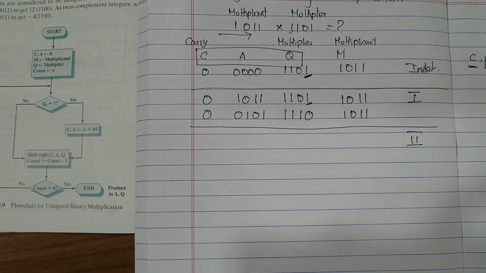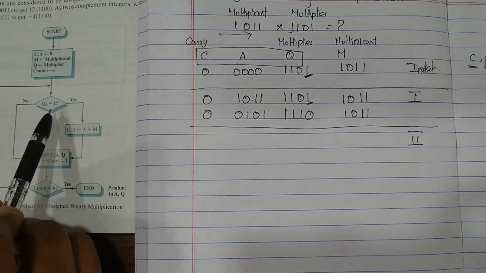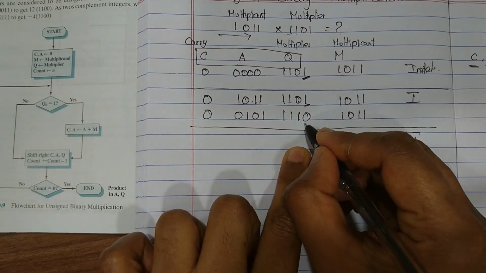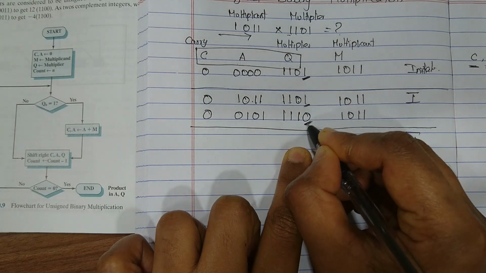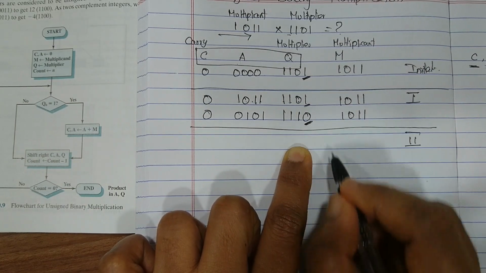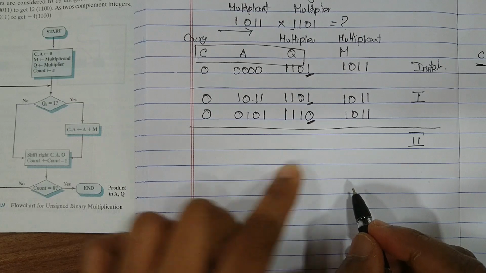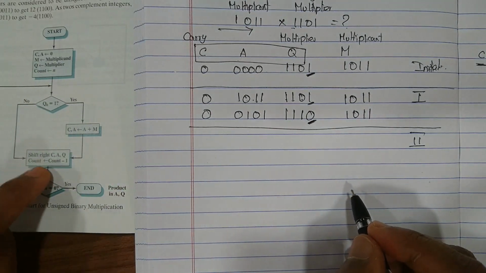Again I will check the Q0. That is the algorithm. Check the Q0. This is the 0th bit, the 0th position of Q. It's now 0. When it is 0, don't do any addition, just shift.